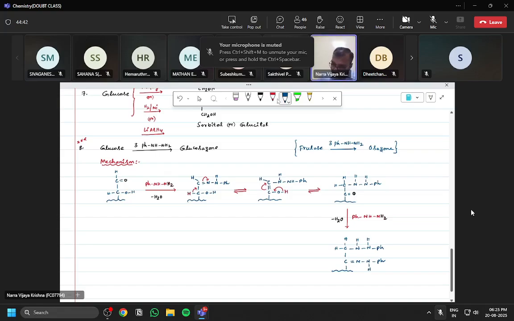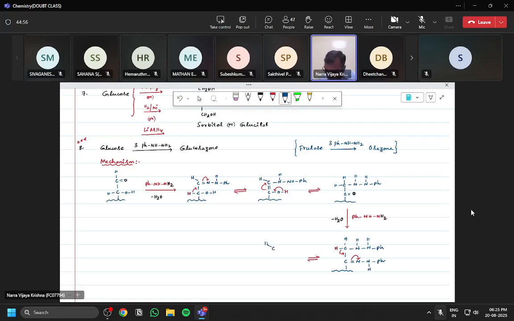Right? Now I am doing tautomerism again by migrating this H back. So it will be CH, NH, NH phenyl, double bond C, NH, NH phenyl. Remaining carbon chain length as it is. I am not changing the remaining carbon chain length.